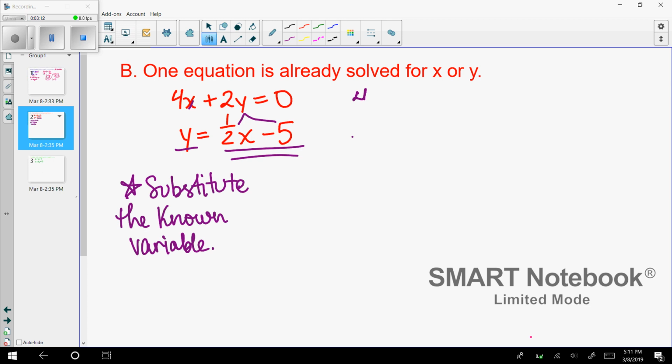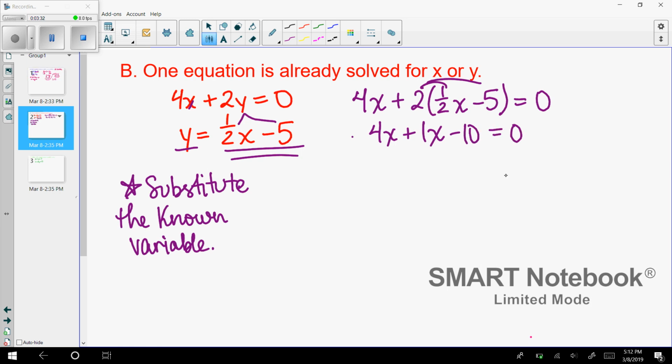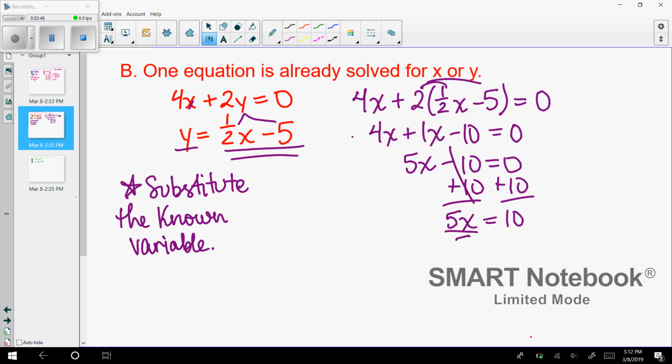So that's going to look like 4x plus 2 groups of half x minus 5 equals 0. So now I'm going to carry on with my distribution. 4x plus 2 times half x is 1x. 2 times negative 5 is negative 10 equals 0. I have my like terms here, so I get 5x minus 10 equals 0. Get rid of this 10 by adding it to each side. 5x equals 10. Divide by 5. I get x equals 2.